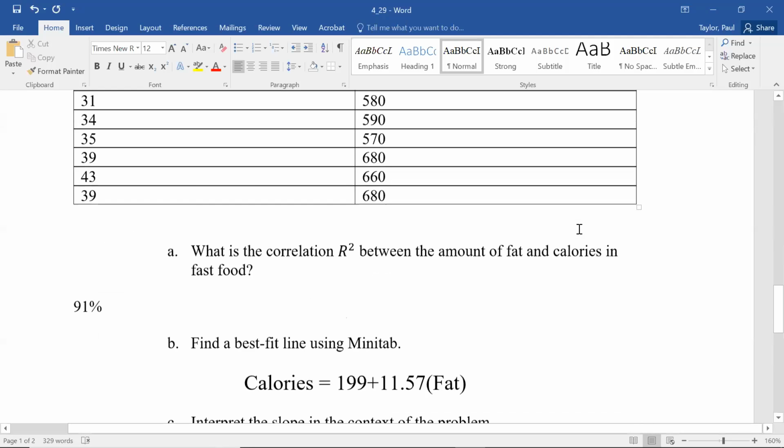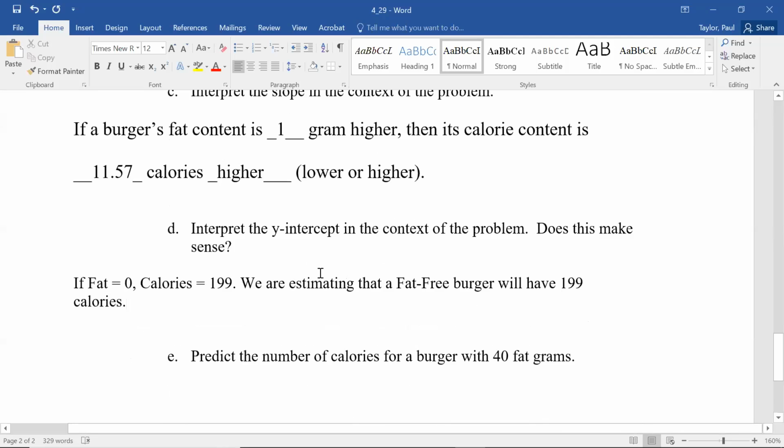Okay, so does that make sense? That makes sense. There could be such thing as a fat-free burger, and it would probably still have some calories, especially if it still had sugar in it. It would probably have more than 199 because they would probably add in something like extra sugar to replace the fat so that it still tastes good. But at least it makes sense.